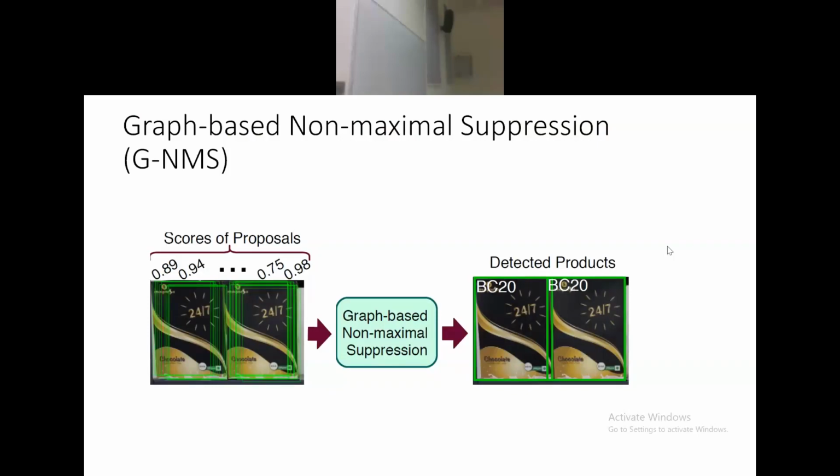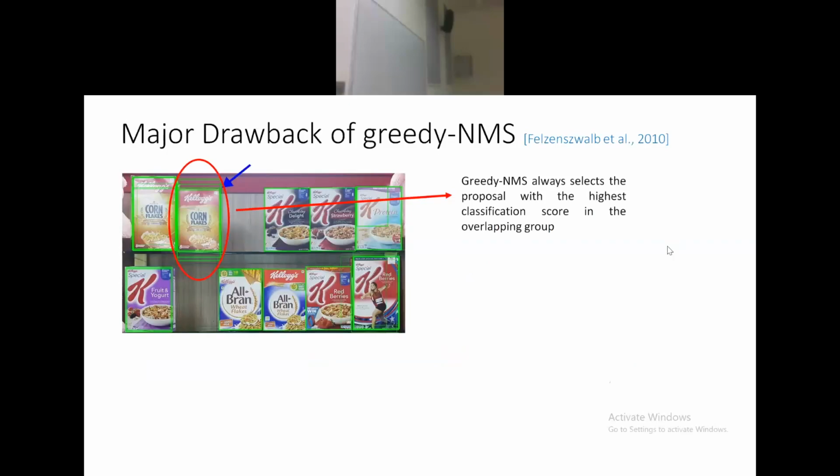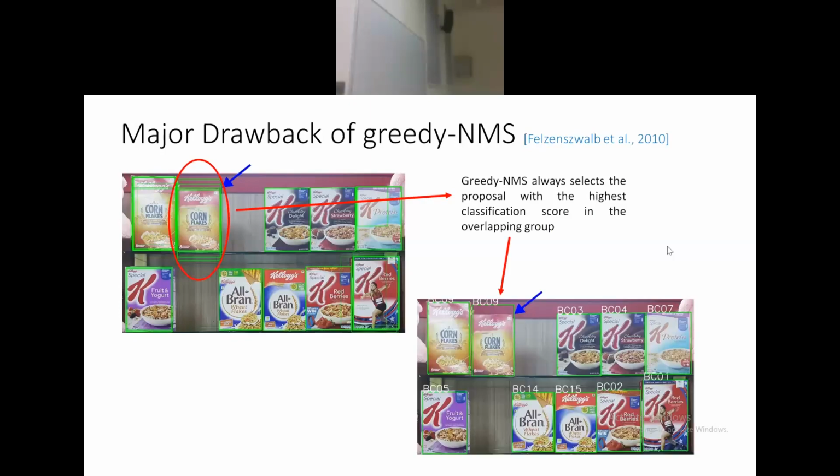Suppress the non-maximals using a graph. And as I was saying, this is a greedy non-maximal suppression. You can see that even if you do a greedy non-maximal suppression, you identify the box correctly, but it goes to a wrong category, just because one is a 300 gram pack and one is a 500 gram pack. You cannot identify a 500 gram pack as a 300 gram pack. Then it's wrong, even though the box is almost right.